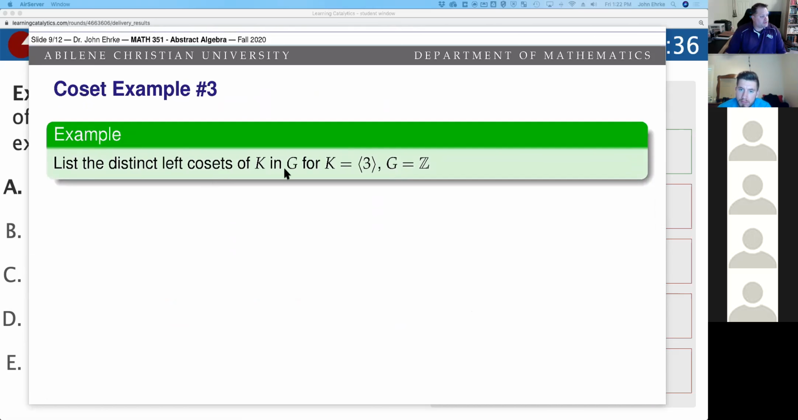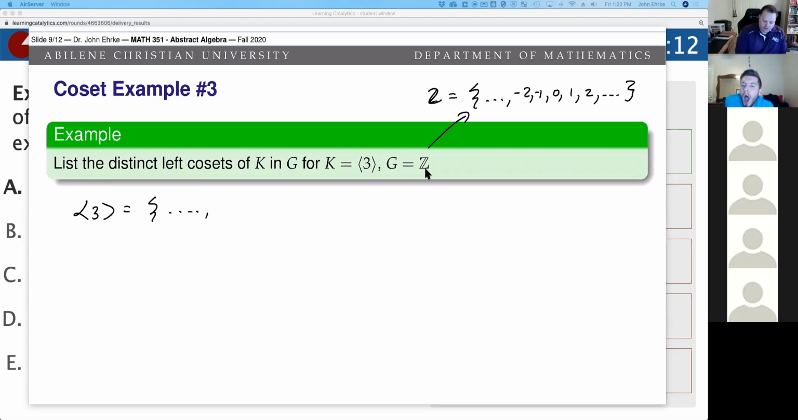Let us find all of the distinct left cosets of the cyclic group generated by 3, but this time it's in an infinite group. It's the first time we've looked at an infinite group here. So I want to find all distinct left cosets of the cyclic subgroup generated by 3 in the infinite group of the integers. So I know the integers, I can think of this as being this set here. I know what Z looks like. The cyclic subgroup generated by 3 is this one. Remember, Z is an additive group.